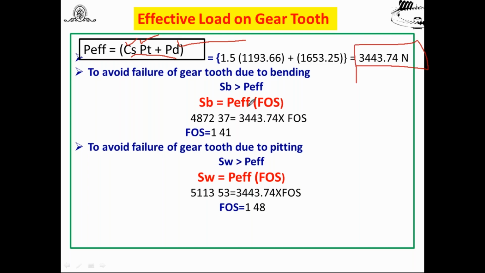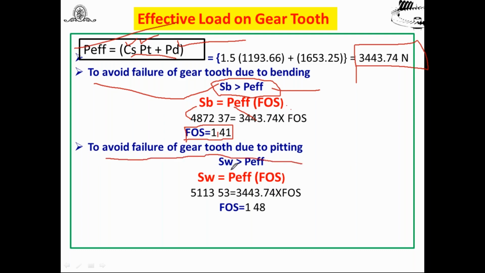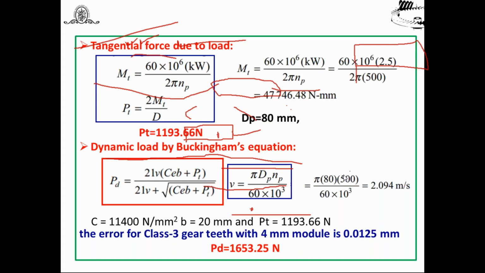To avoid failure against bending, SB should be greater than P effective. SB is equal to P effective into FOS. Put SB and P effective, and the FOS you have to find out is 1.41. Similarly, to find the FOS against pitting failure, SW should be greater than P effective. SW is equal to P effective into FOS, so you will get 1.48. Here 1.48 and here 1.41. In this way, you can solve the problem.